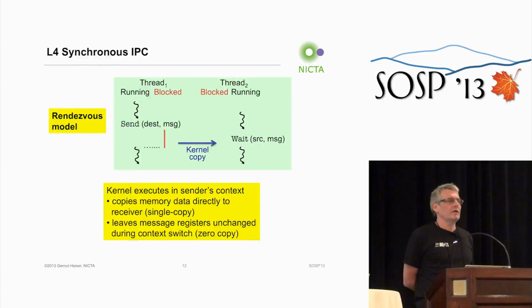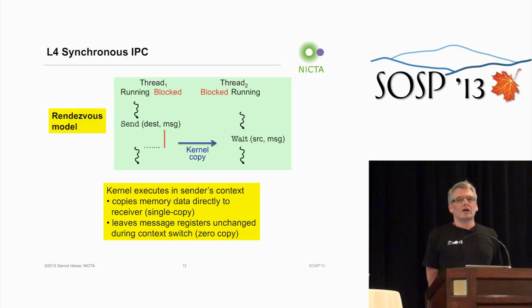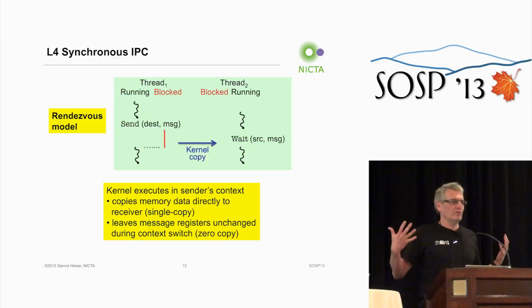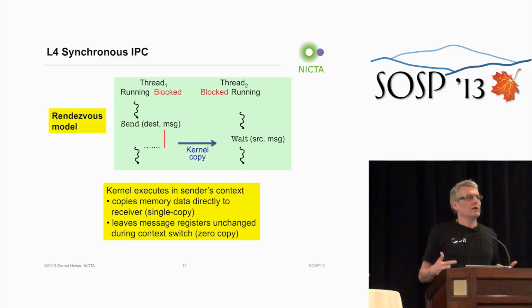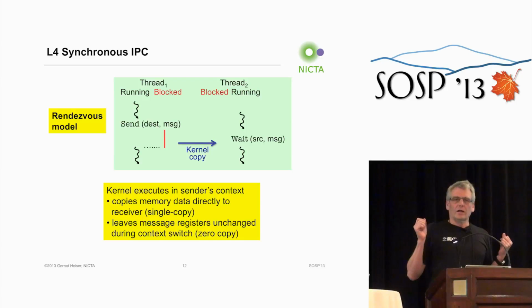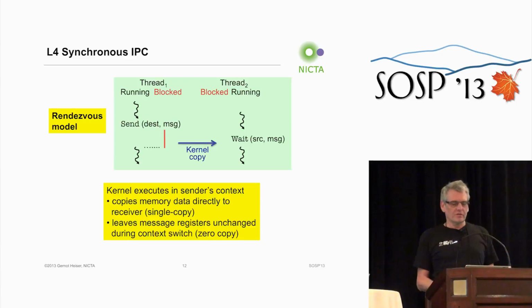And probably the most defining feature other than IPC performance is the synchronous IPC model, this rendezvous model of message passing communication in L4. So the idea is there's a send and a receive kind of operation, and in fact they're both merged into a single system call. And when two threads want to communicate, the first one reaching the IPC call blocks until the next one is ready. And at this rendezvous point, the kernel can directly copy data from the sender's to the receiver's address space. So you get a single copy operation of the message passing.